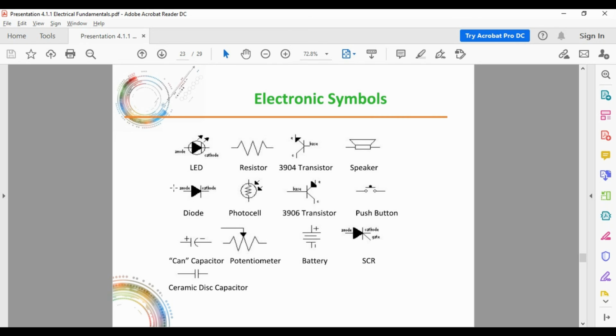So the diode, I want you to know the diode. The resistor, the push button, I don't see the switch here. Push button, which is a type of switch. The battery, and then the ceramic disc capacitor. Those are going to be the ones that you need to focus in on.